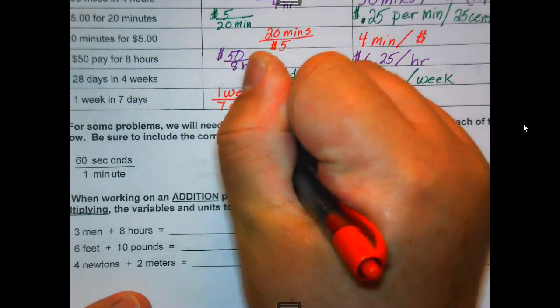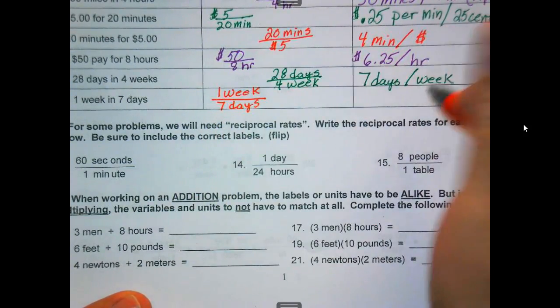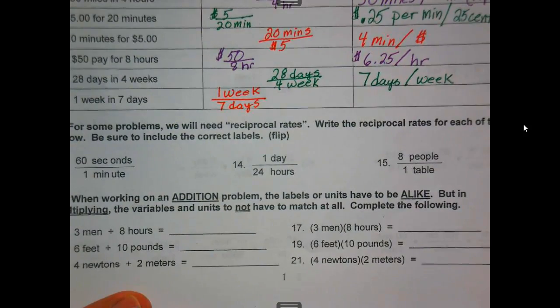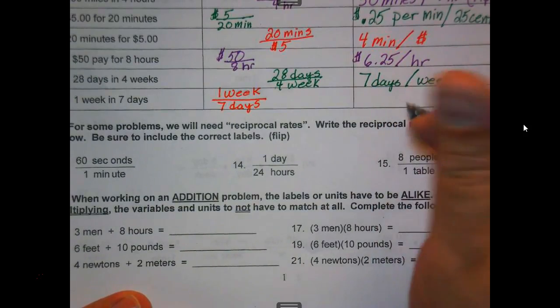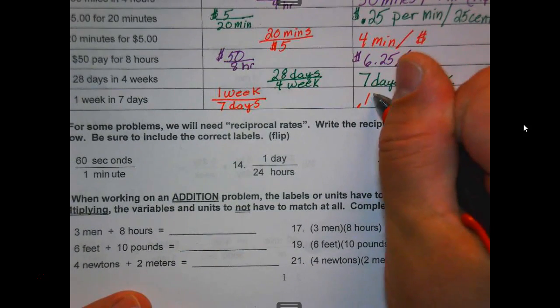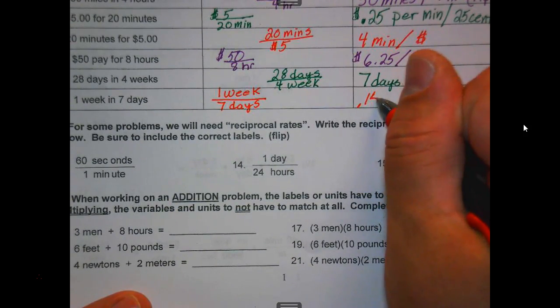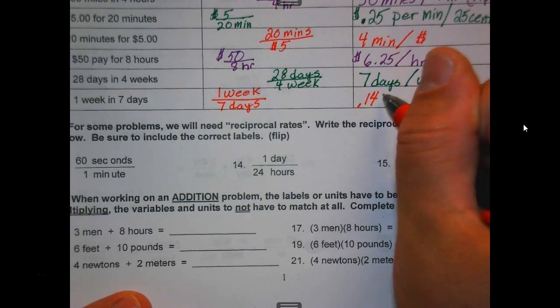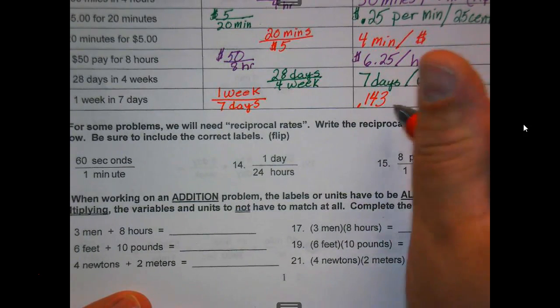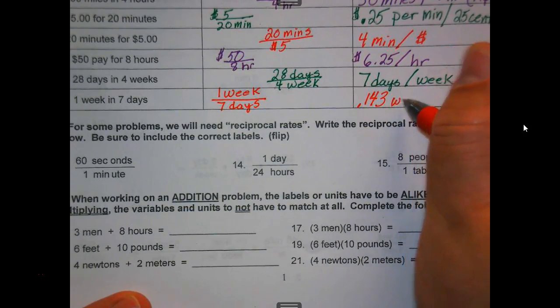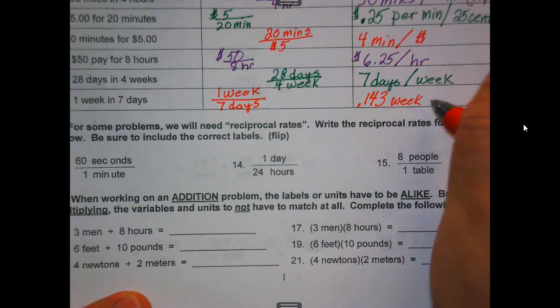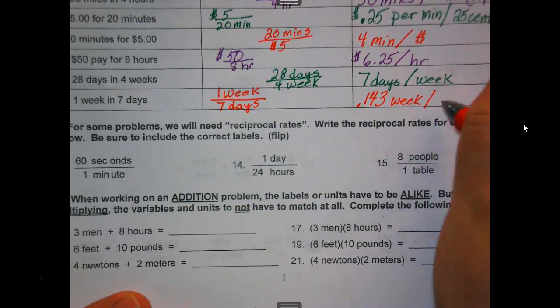And 7 days. Now that's a joke. That's a good joke. 1/7 is going to be a decimal. 0.1, I'm going to round it up to 3 weeks per day.